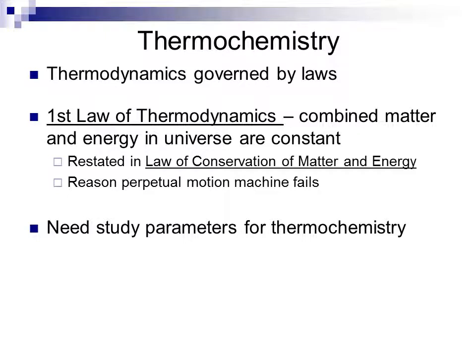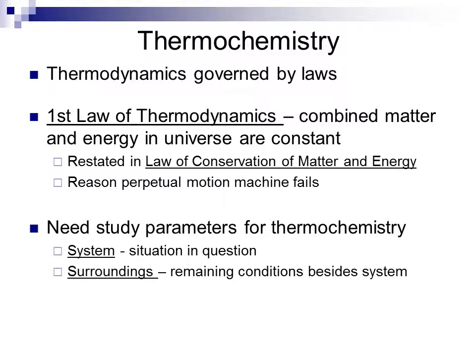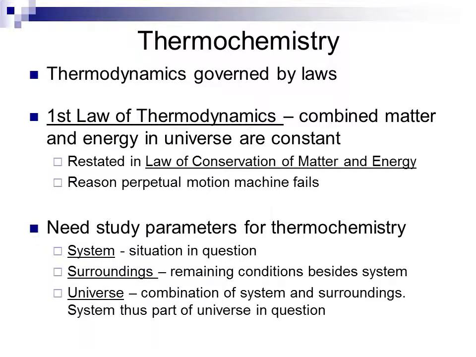Now, in studying thermal chemistry, we need to have certain parameters involved in what we study. There are 3 different vocabulary terms that we use in order to govern this. The system refers to the situation that is in question. The surroundings are the remaining conditions that exist besides the system. The universe is a combination of the system and its surroundings. The system, thus, is part of the universe in question.